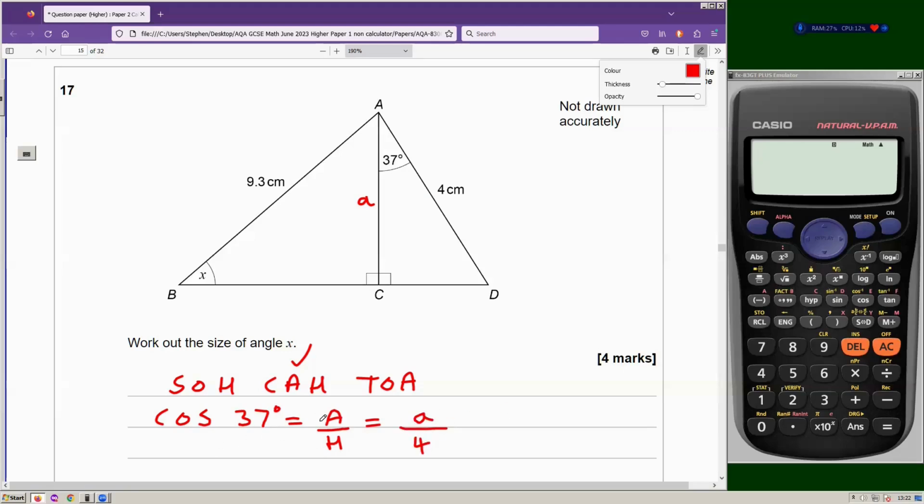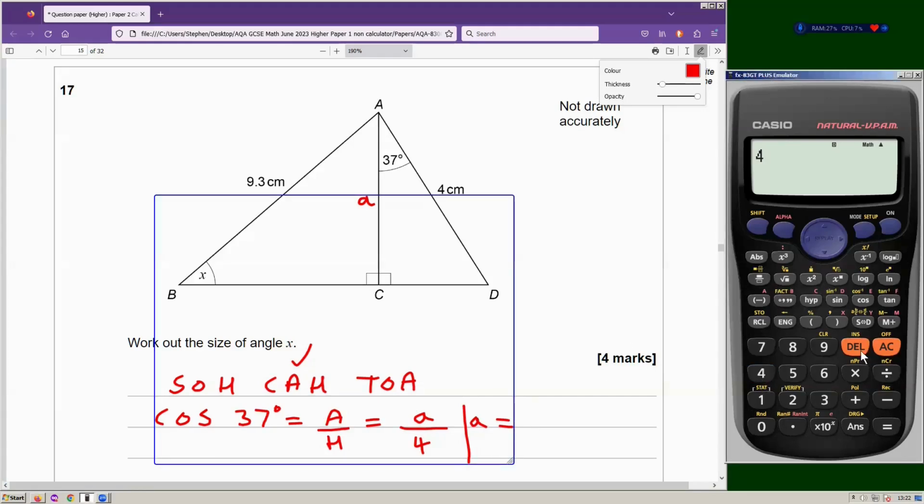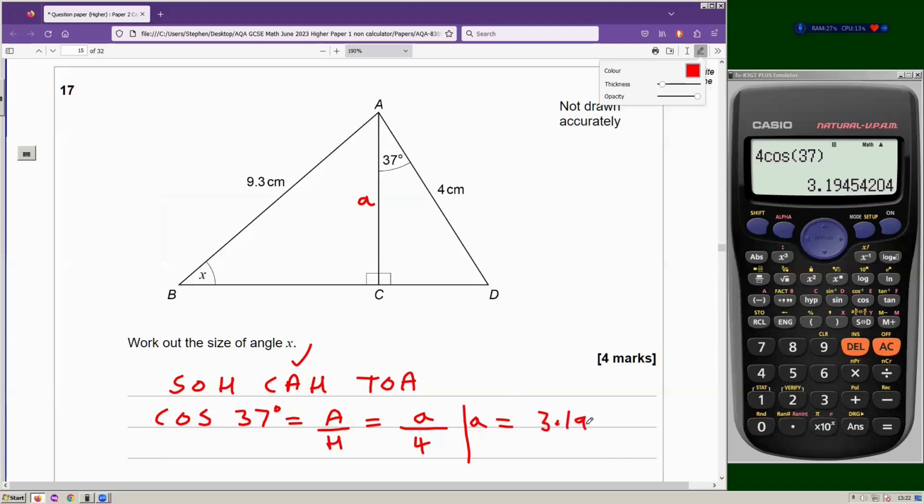So 4 cos 37 is going to give us a. Let's try to draw a line down there. a equals 4 cos 37. We don't need to close the bracket, but I will. So 3.194, I'll say. 3.194. Now we can solve this one.